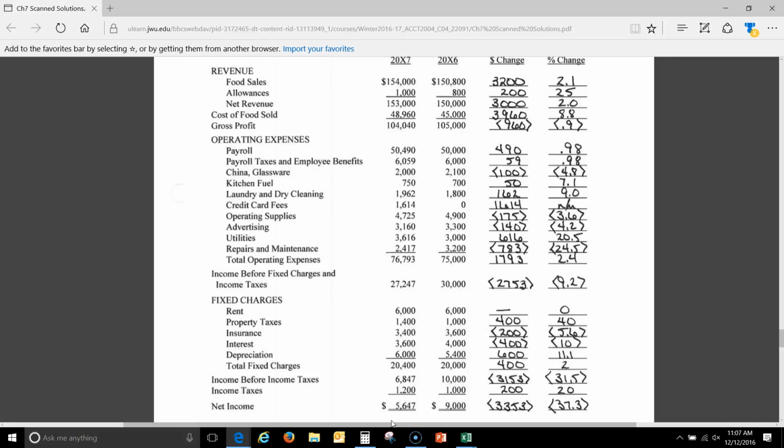All right. Look at cost of food sold. Last year we had 45,000. This year we had 48,960. So a dollar change of 3,960, but a percent increase of 8.8. It seems like a large percent increase.